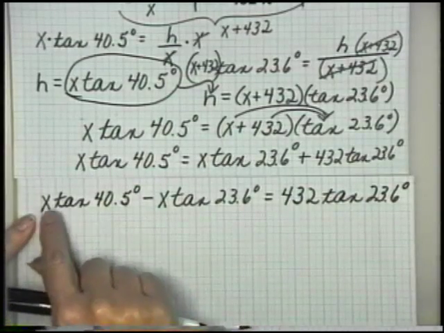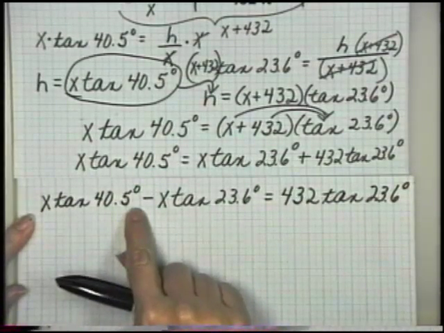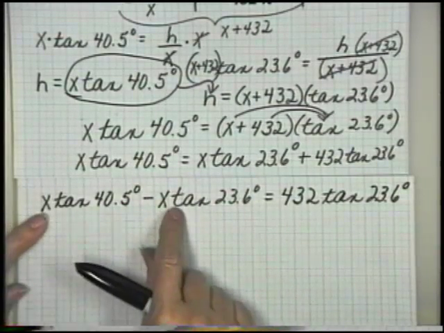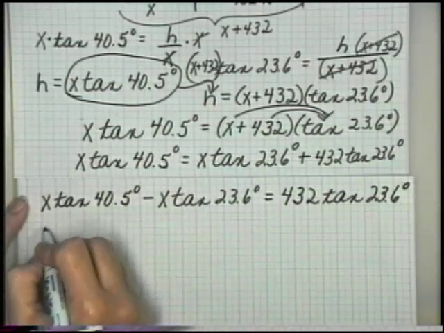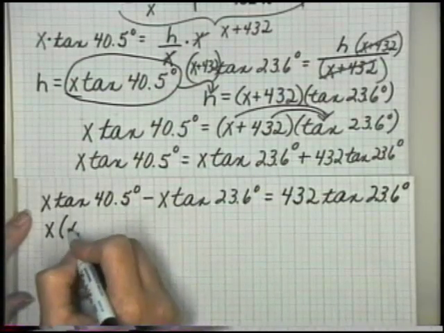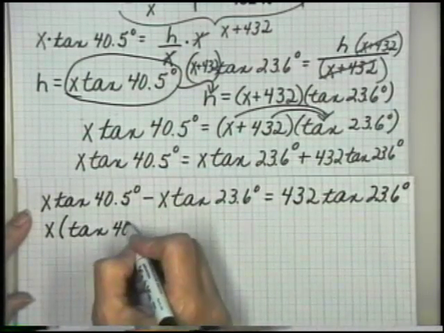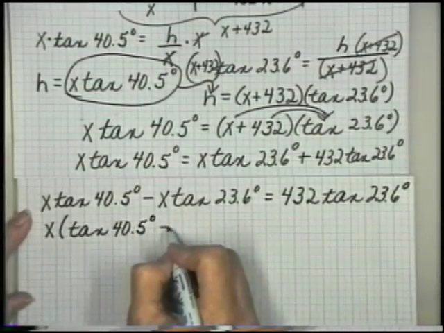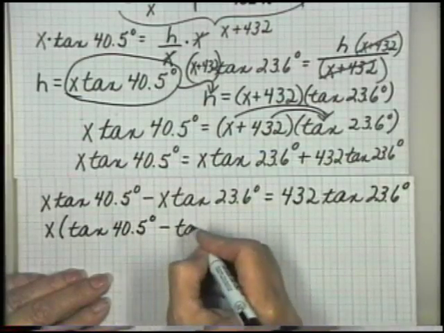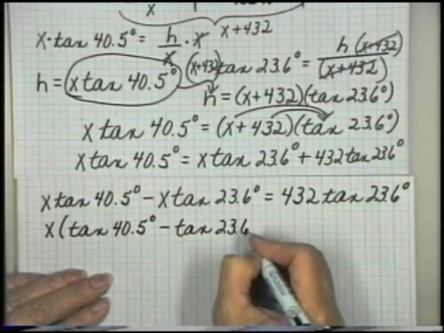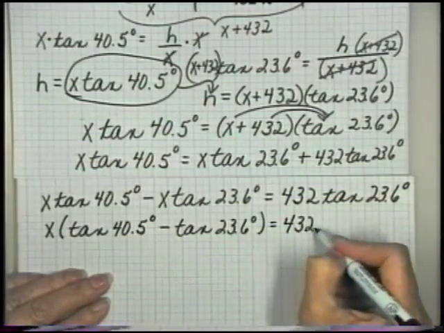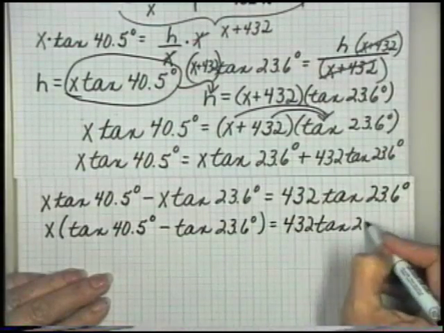Now the next thing that I do, this means x times the tangent of 40.5 degrees, and this means x times the tangent of 23.6 degrees. X is a factor of both of these terms, so I will factor the x out. In this first term, I'm left with the tangent of 40.5 degrees, subtract, and when I factor the x out of the second term, I'm left with the tangent of 23.6 degrees. And I didn't do anything on the other side of the equation.